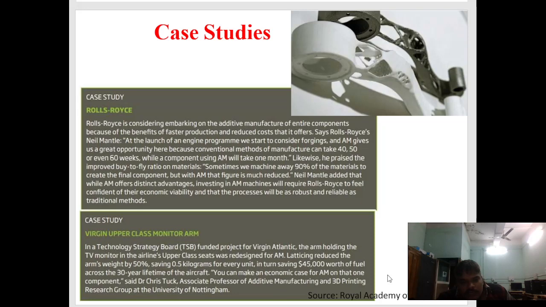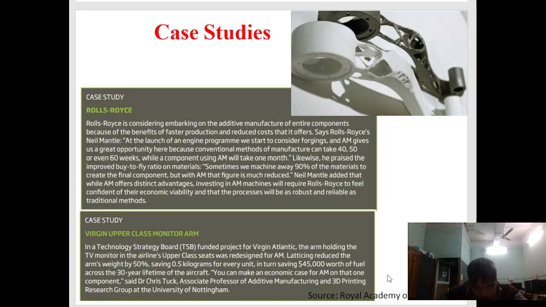Case study of a different company: Virgin Upper Class Monitor Arm, in a Technology Strategy Board funded project for Virgin Atlantic. The arm holding the TV monitor in the airline's upper class seat was redesigned for AM. This reduced the arm's weight by 50%, saving 0.5 kilogram for every unit, in turn saving 45,000 worth of fuel across the 30-year lifetime of the aircraft.